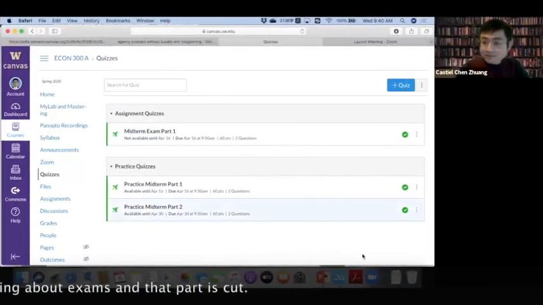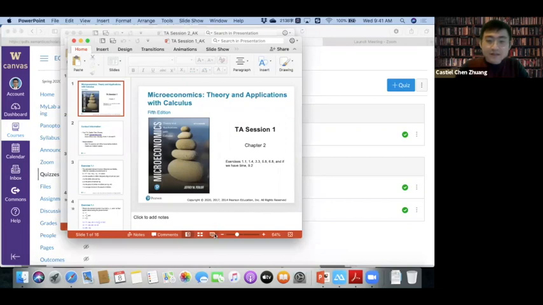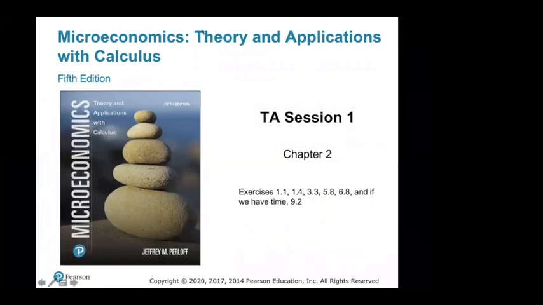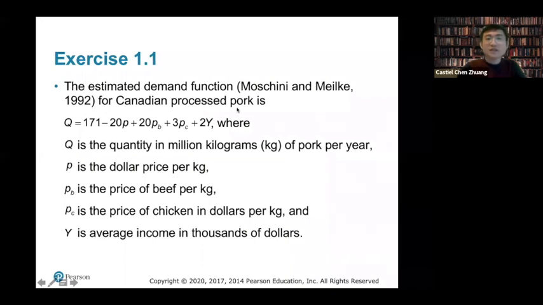All right, so let's just get started and see what we are going to do today. First of all, we will do some questions together, and then I will actually talk about some techniques when we do those questions. So the first question is about the demand function.